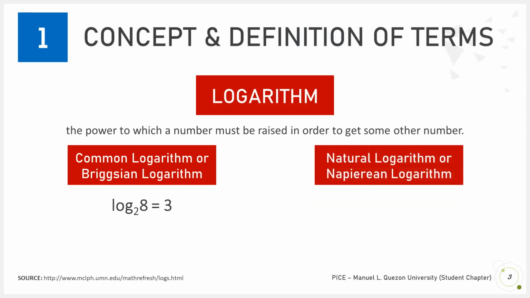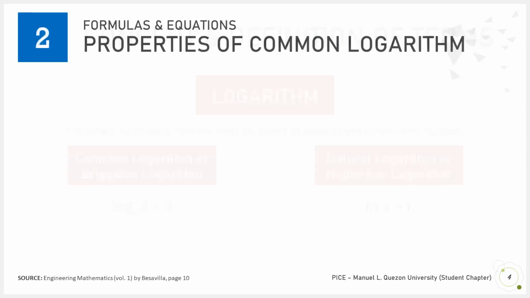And then meron tayong tinatawag na natural logarithm or Naperian logarithm. So ganito naman yung itsura ng kanyang expression. So natural logarithm of a is equal to r. So a is what we call the argument, and r is what we call the equivalent of the natural logarithm. So first, I'll discuss the properties of common logarithm.